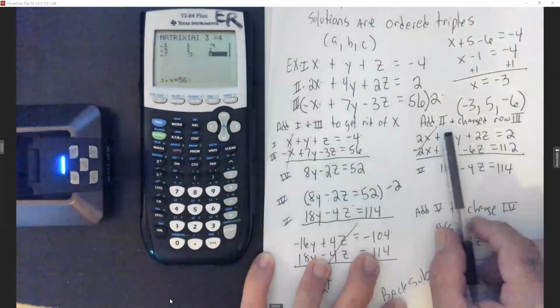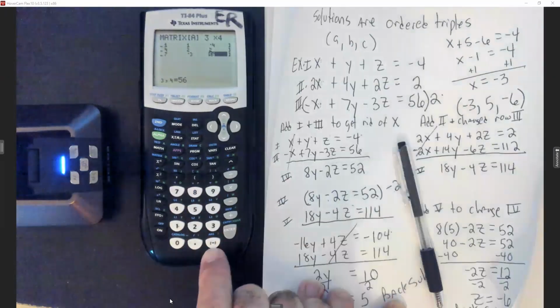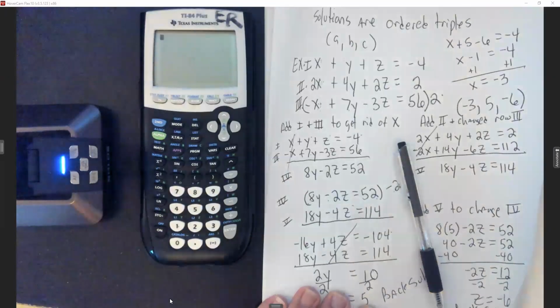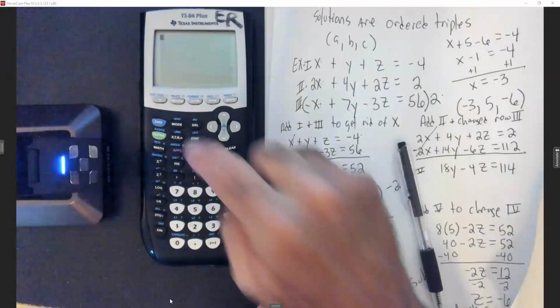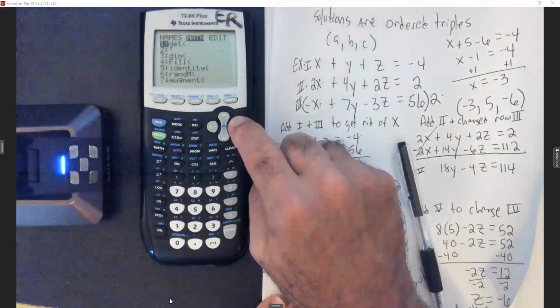Now, here's the thing. When you put a negative number on this calculator, you better use that negative right there. If you use the subtraction, it will definitely give you an error on that, okay? All right, then what I do, I quit the screen. Now I have to go get the operation to RREF. So second, x negative 1. That's in the math column, and then arrow down.